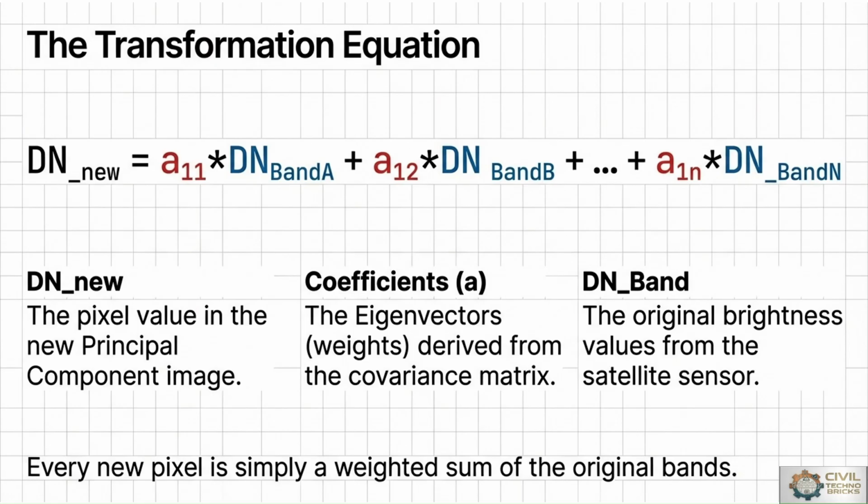So every new pixel is simply a weighted sum of the original bands. This is the actual image transformation equation which is followed by engineers. So civil engineers use transformed data sets for efficient analysis of transportation corridors, urban growth, and environmental monitoring purposes.